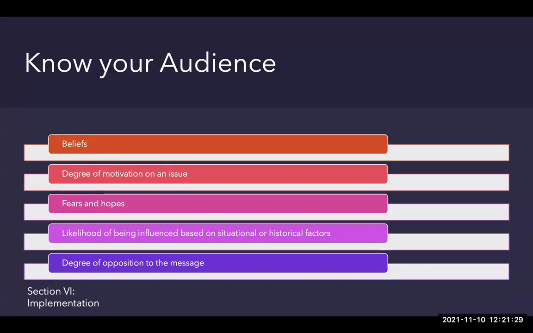So policy advocates need to determine their audience. Audiences are more hostile to a message when they oppose its value premises and its fundamental argument. And audiences are less hostile when the message's values and logic approximate their own beliefs. Audiences are also less hostile when they have a flexible or undefined position. So again, when knowing our audience, we need to understand our audience's beliefs, degree of motivation on an issue, fears and hopes, likelihood of being influenced by situational or historical factors, and degree of opposition to the message.